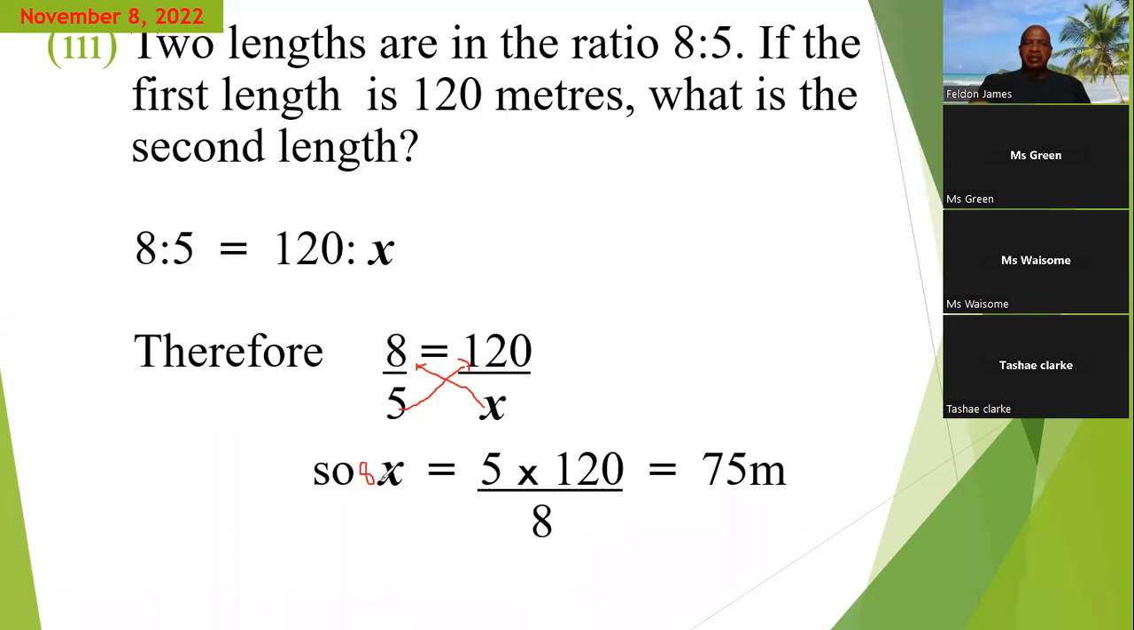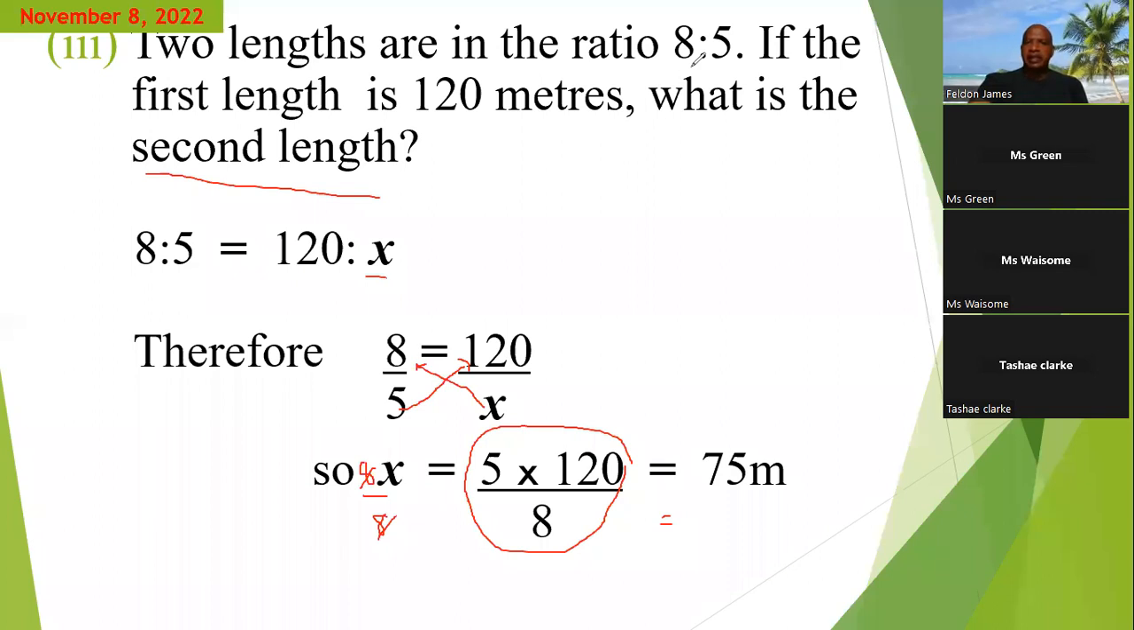But in order now to get rid of the 8, we would divide both sides by 8. And when we divide both sides by 8, we would get x is equal to 5 times 120 over 8. And when we do the calculation of the right-hand side, we would end up with 75 meters. All right, and so this would now give us the value for the second length that we don't know, which is represented by the x.